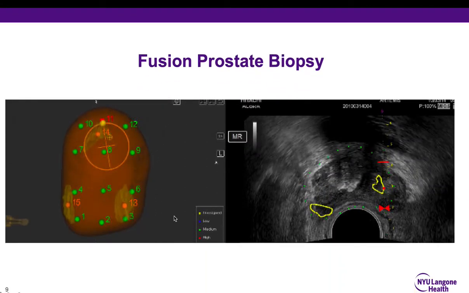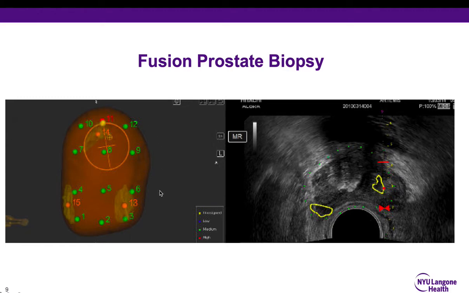Again, this next slide is to demonstrate how this is used in the live setting. Here is a cartoon representation of the planned 12-core systematic prostate biopsy, along with a targeted biopsy of 3 particular lesions in the prostate, none of which may have necessarily been picked up on a standard prostate biopsy.